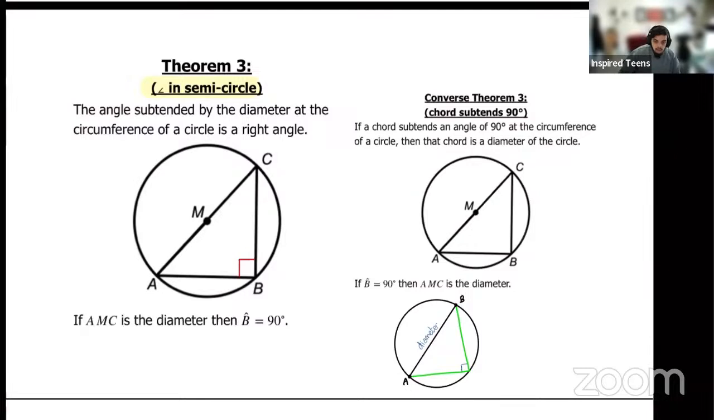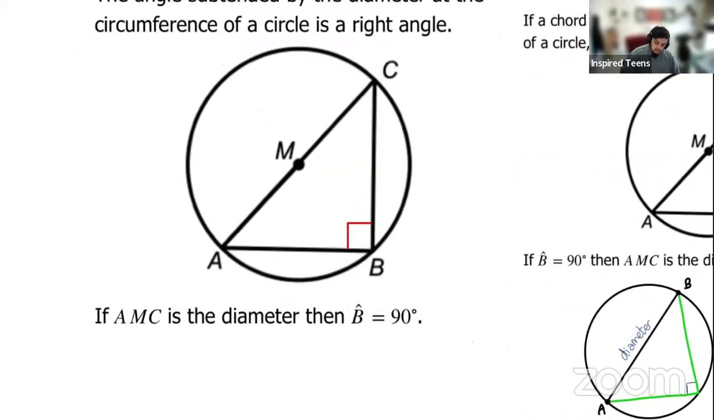Okay, if a chord subtends an angle of 90 degrees at the circumference of a circle, then that chord is the diameter of the circle. Okay, so let's discuss this. All they're saying is, remember we learned about chords, right?